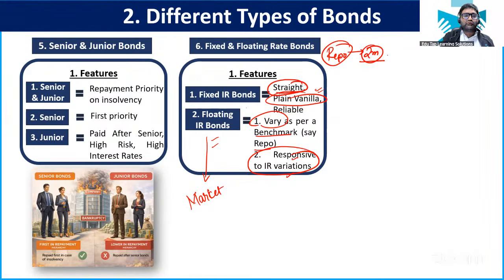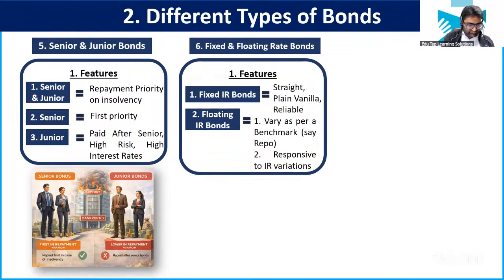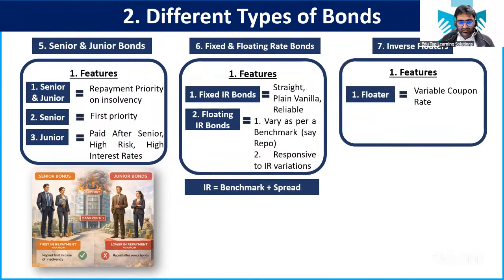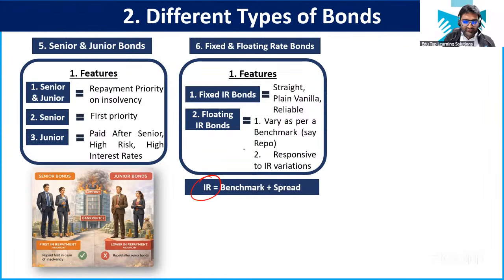So if we go for a government security 3-month yield, that keeps changing periodically, again and again. That is why we can say that floating interest rate bonds are very much market sensitive. Do you understand the term? Now moving ahead, the interest rate given on a floating interest rate bond is benchmark plus spread. Remember this, repo plus 6%, let's say. That is the interest rate given on the bonds.